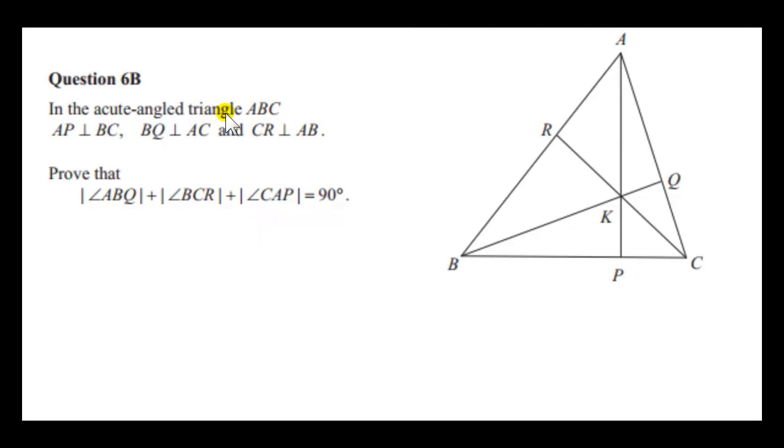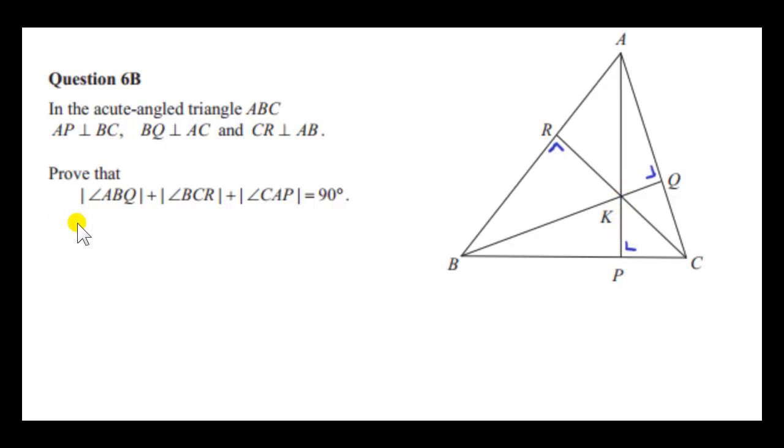In the acute angled triangle ABC, AP is perpendicular to BC, BQ is perpendicular to AC, and CR is perpendicular to AB. So here we have the three altitudes or heights of this triangle. Okay, so this line is a height or altitude. This line here is another altitude, and this line here is an altitude. Now we know from previous videos that the three altitudes of any triangle are concurrent. That means that they pass through a single point.